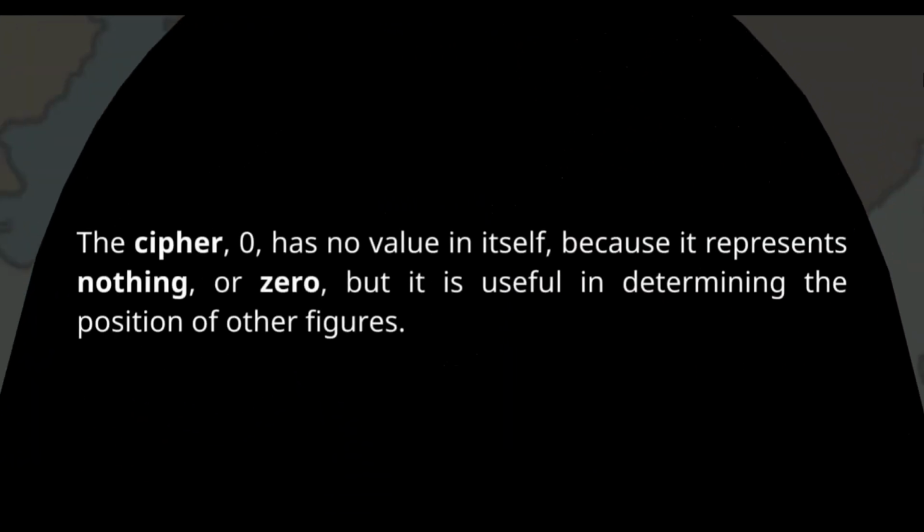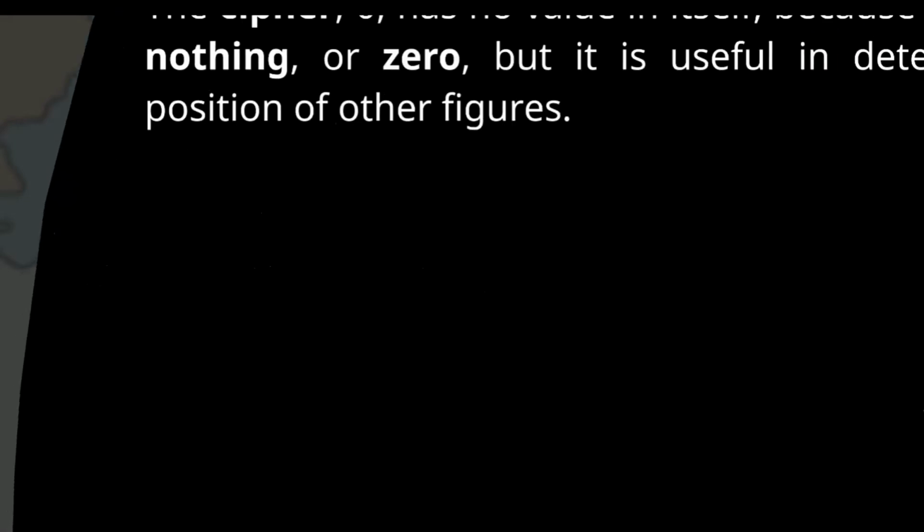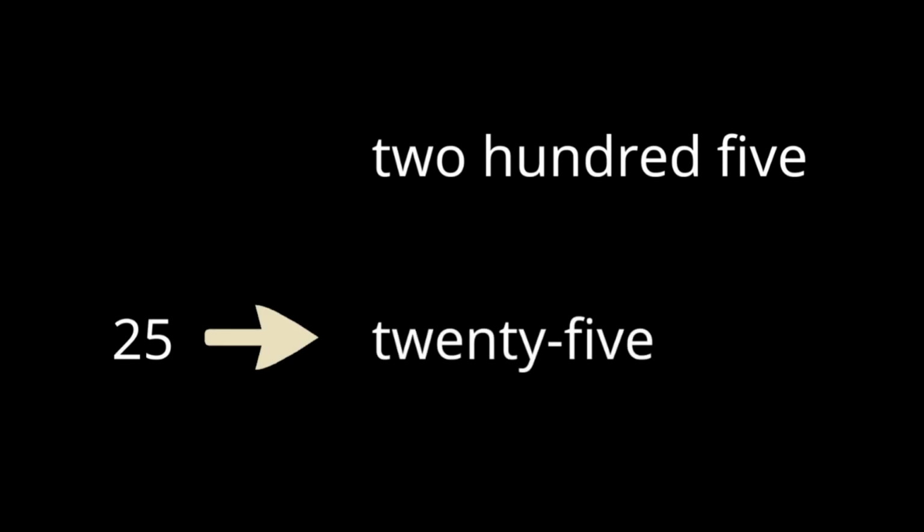The cipher has no value in itself because it represents nothing, or zero, but it is useful in determining the position of other figures. Suppose, for example, that the number 205 is to be written. It would not be correct to write it 25 because that is 25.